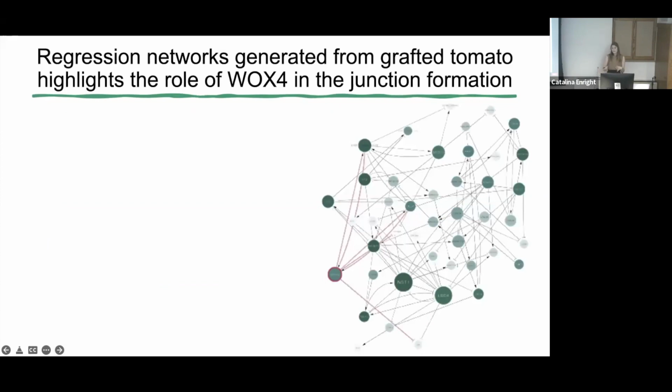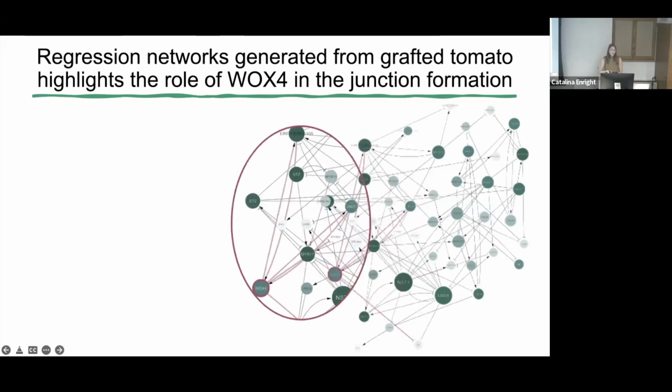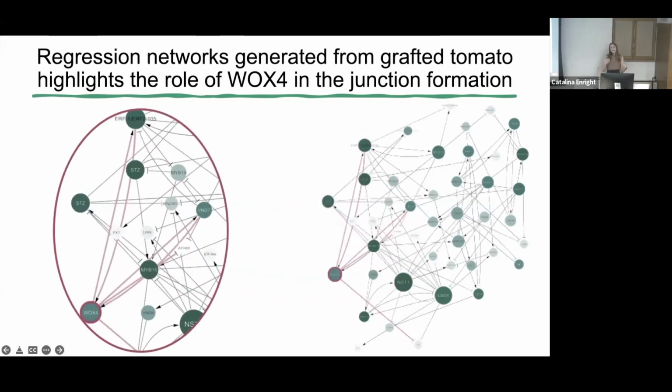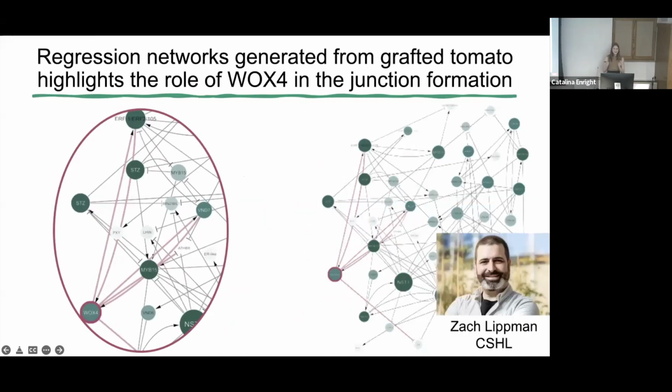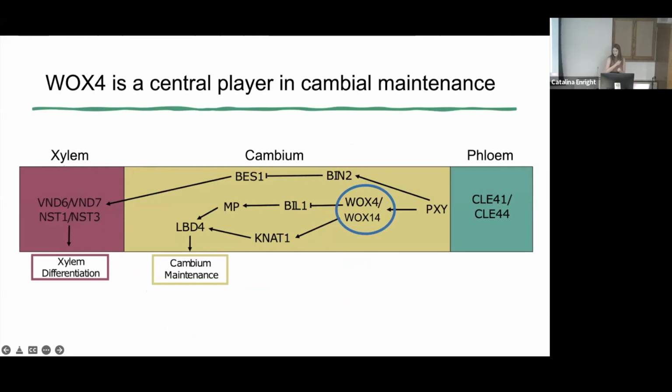So we put these genes into a regression network, which is a little bit distinct from the dynamic Bayesian network because we're utilizing one time point and utilizing second time points to infer the direction of it. And we were able to identify WOX4 as a highly connected gene within this network. We are super grateful that Dr. Zach Lippman at Cold Spring Harbor was willing to share a WOX4 mutant with us. And if you remember, in Arabidopsis, WOX4 also has a redundant ortholog, WOX14. In tomato, WOX14 is not present. So we expected that because WOX4 is upstream of cambial maintenance, there would be some significant difference when we grafted it.